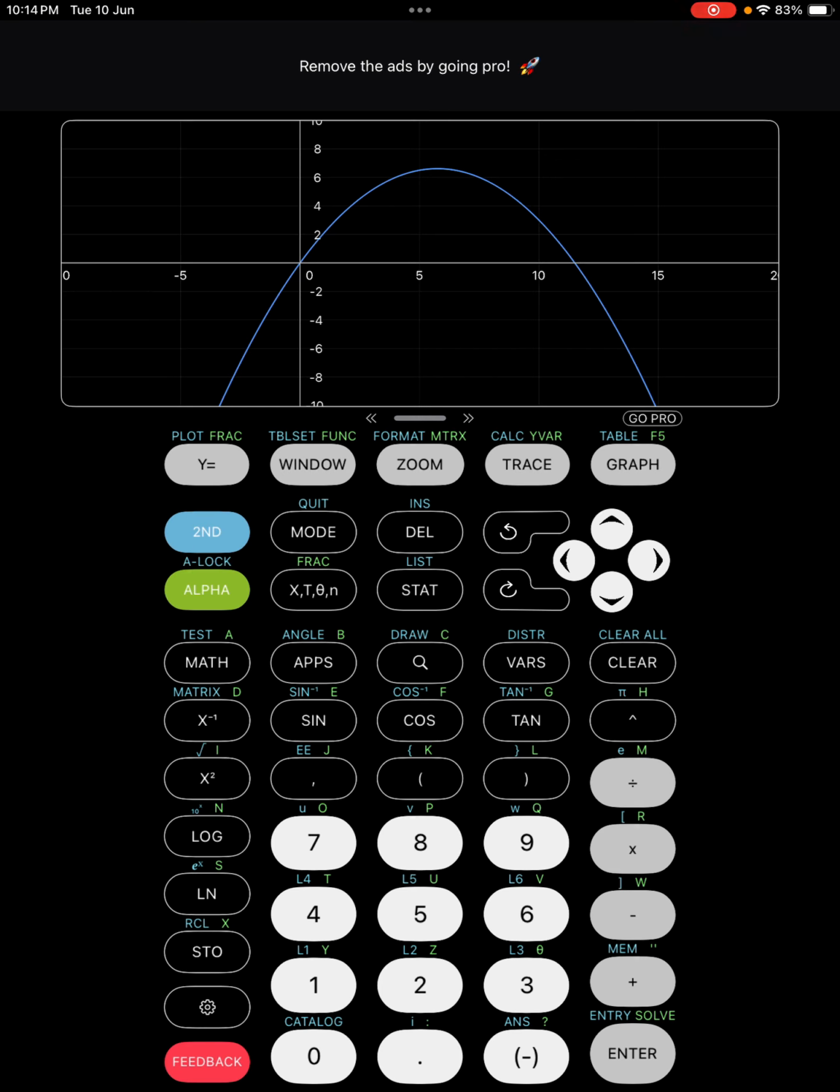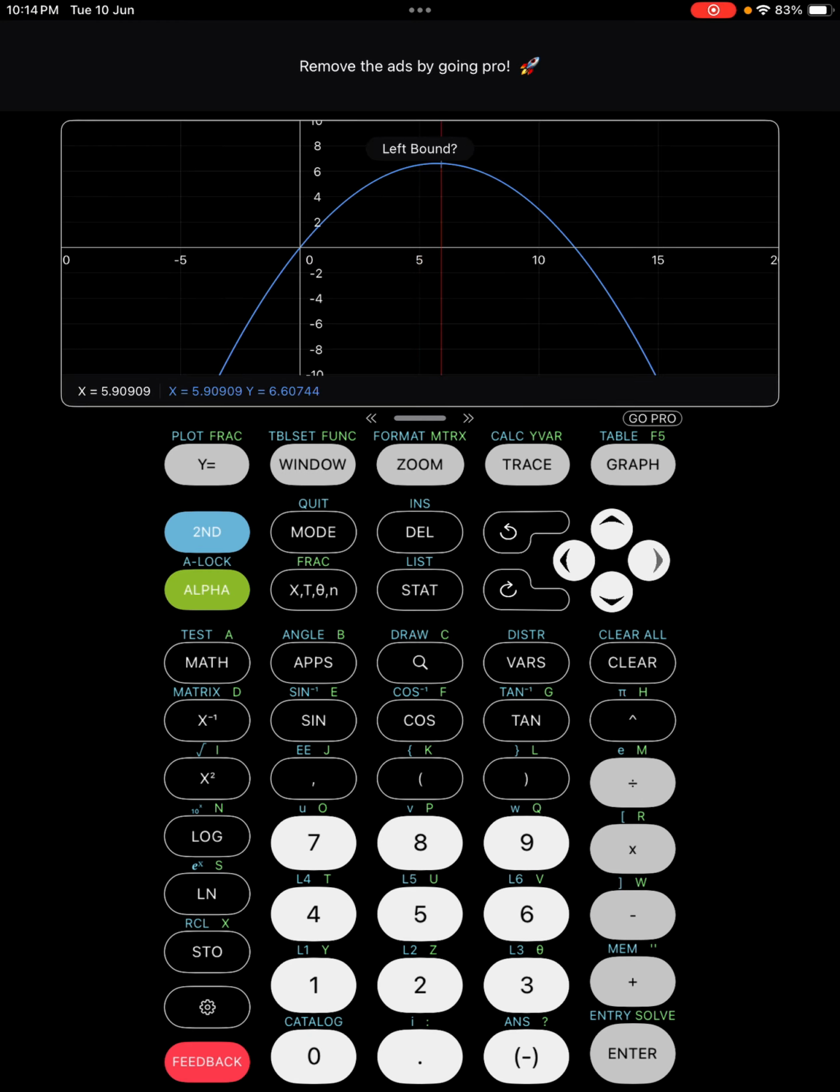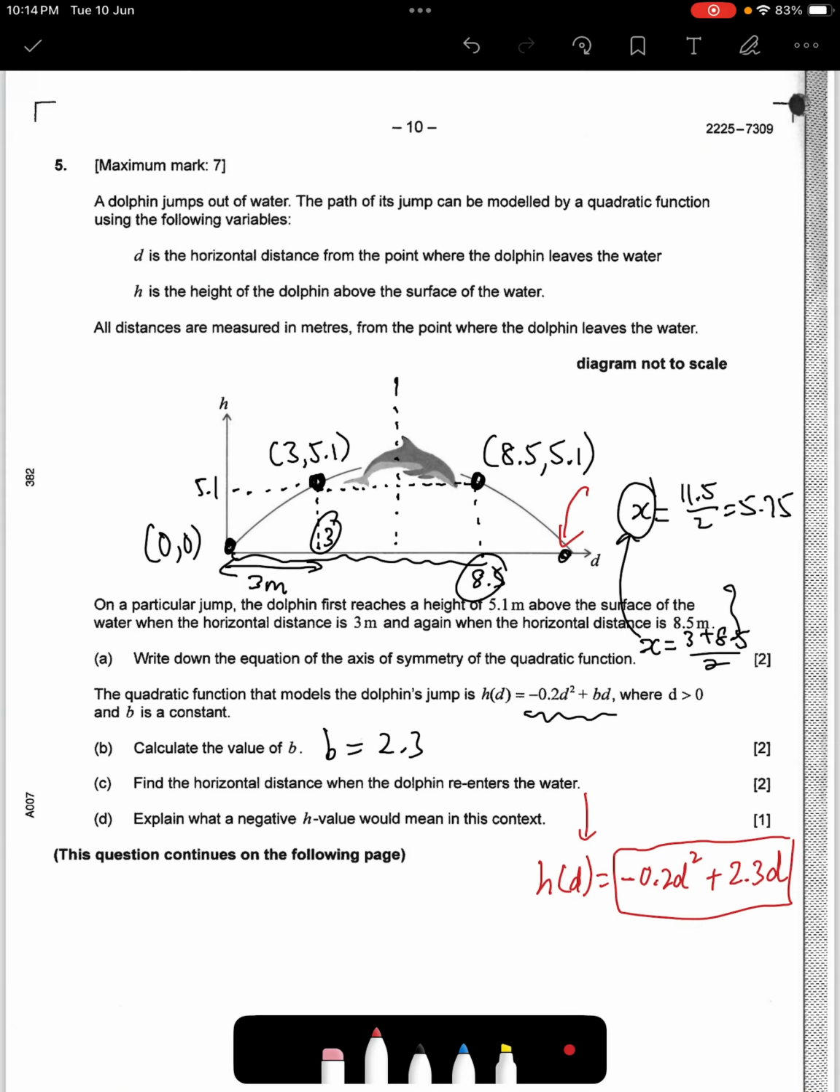Okay, looks good. And what I really want is the zero, so I'm going to go to second trace, choose option 2. The left bound just somewhere close to the x-intercept, and the right bound just towards the right of the x-intercept. And you're going to get 11.5. That's the value I'm looking for. So in this case, this will be 11.5.